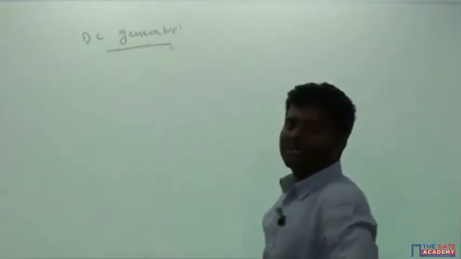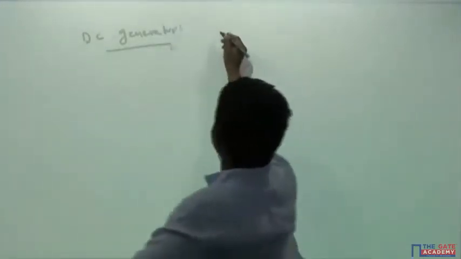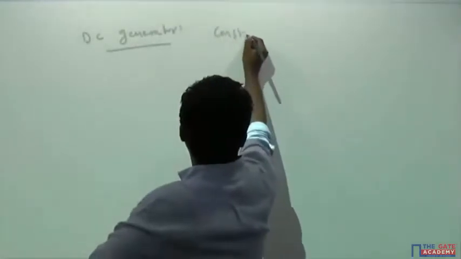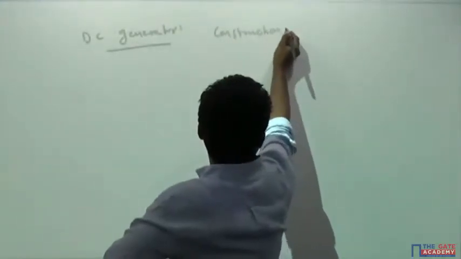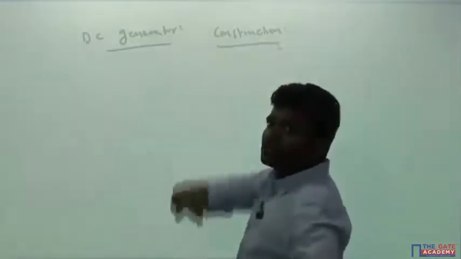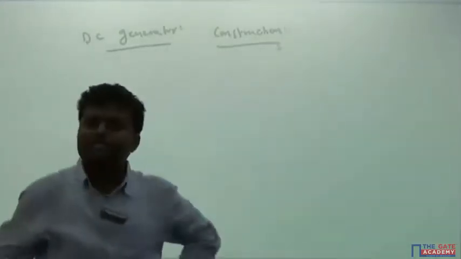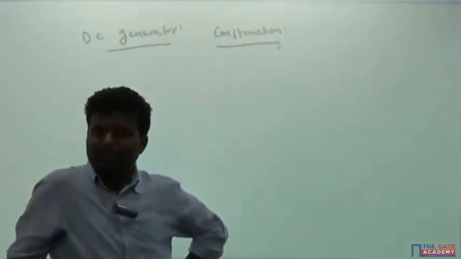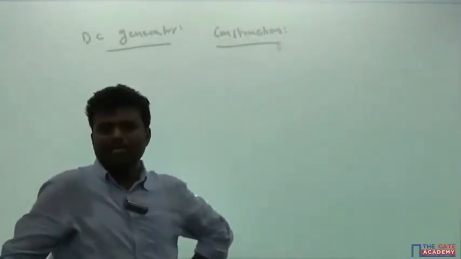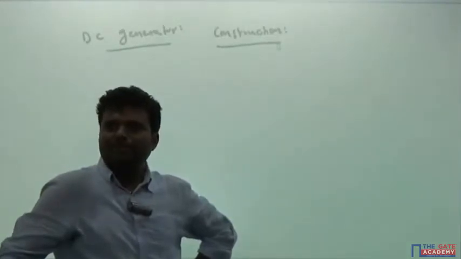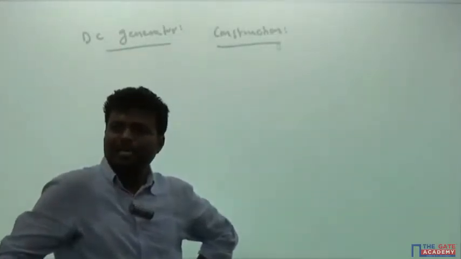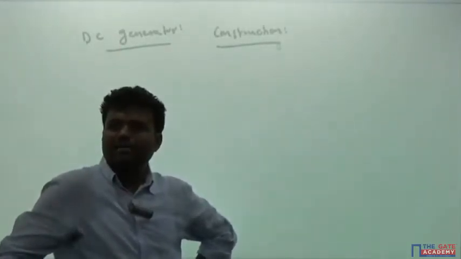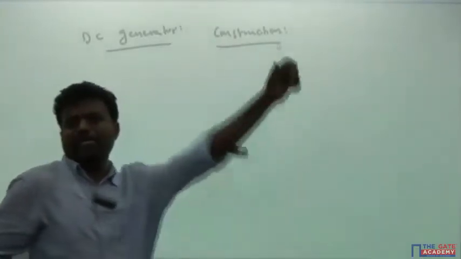Before going to the principle here now, maybe the simple construction. What does a generator do? Any generator will try to convert your mechanical energy to electrical energy. So if you take any machine, when you give the mechanical input to that machine, then you'll be getting electrical output here now.